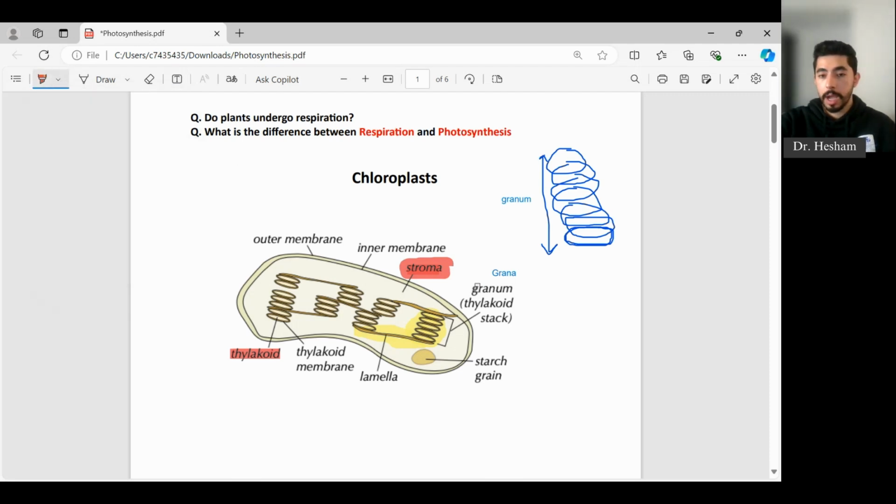So if I was to highlight three keywords that you have to know for the exam about the components of chloroplasts, it has to be stroma, granum, and thylakoid. And of course, thylakoid membrane is the membrane that surrounds the thylakoid, the membrane that surrounds the disc itself. And this is going to be significant when we talk about the light-dependent and the light-independent reactions of photosynthesis.